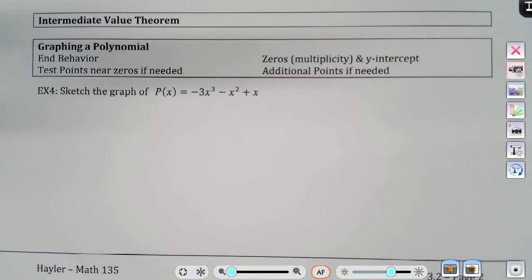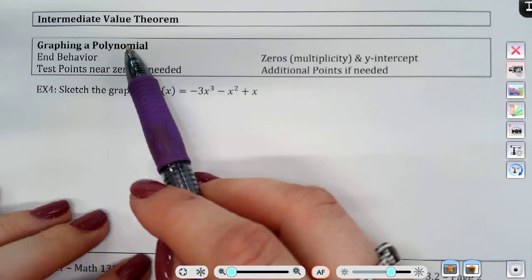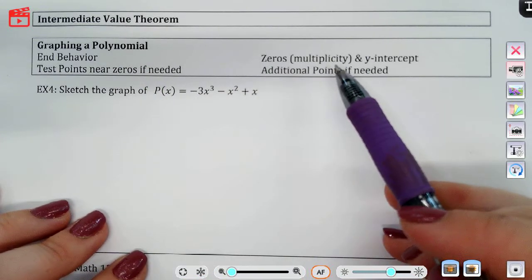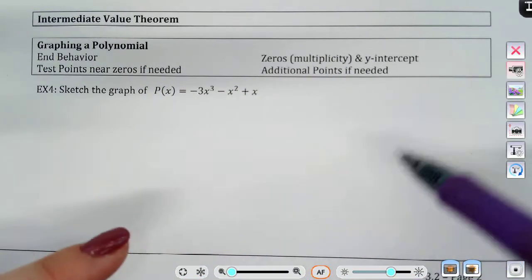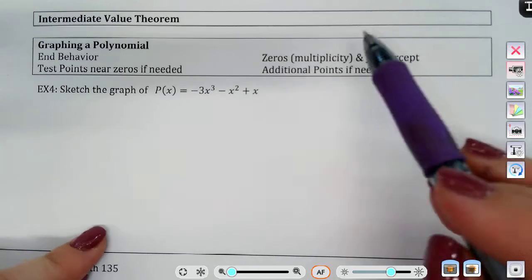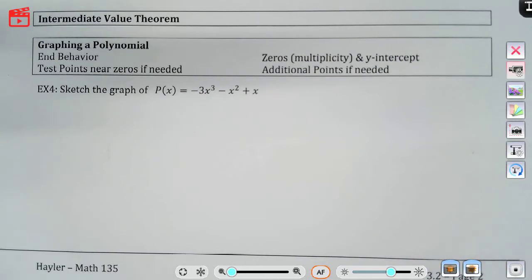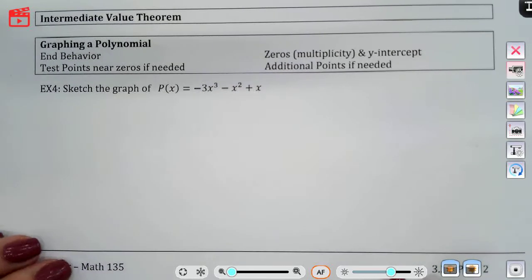Okay, so we have the end behavior of a polynomial that we look for. Then we check to find the zeros. That's where our polynomial hits through the intercepts. Also, we check for our y-intercept. And then if we need any test points near our zeros, we can go ahead and find those. All right. So let's see, end behavior.